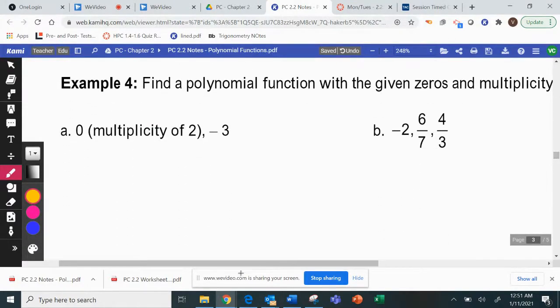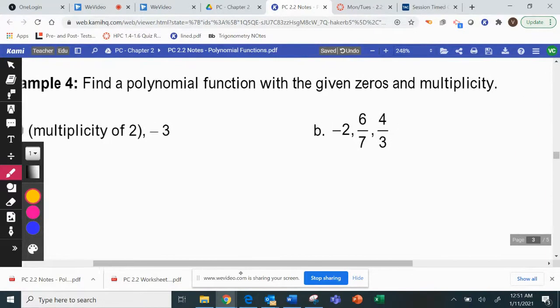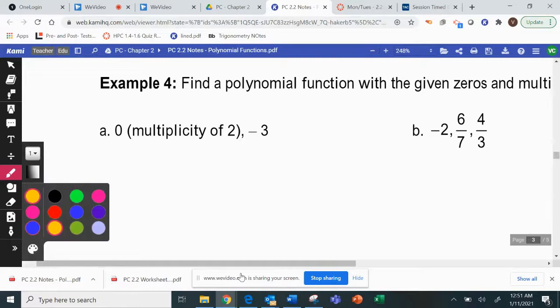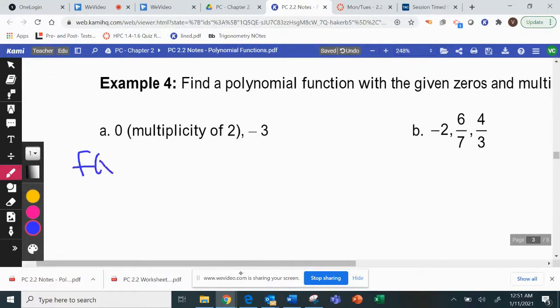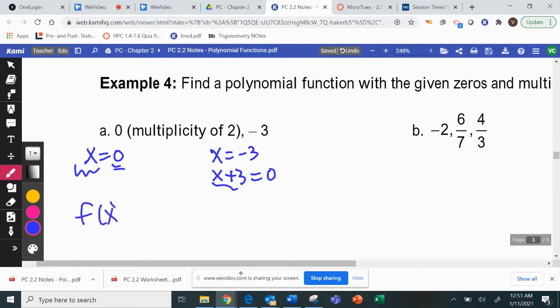Okay, example 4, find the polynomial function with the given zeros and multiplicity. So let's call it f of x. Nope, I'm going to leave some space. With the given zeros, we're going to have x equals 0, and there's a multiplicity of 2. And then we've got x equals -3. So I'm going to write that as a factor. I need to make it say equals 0. This one already does, so x is the factor. This one I'll have to do x plus 3 equals 0. So x plus 3 is the factor. So we're going to have f of x equals x multiplied by x plus 3.